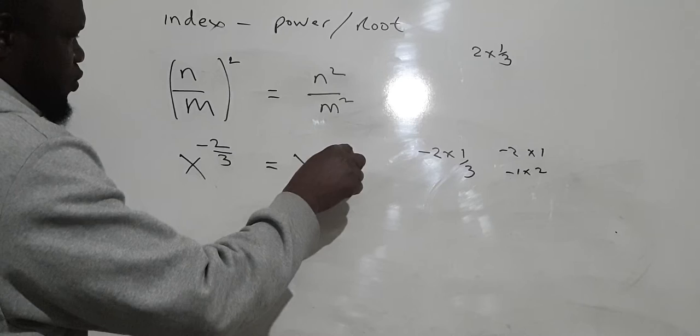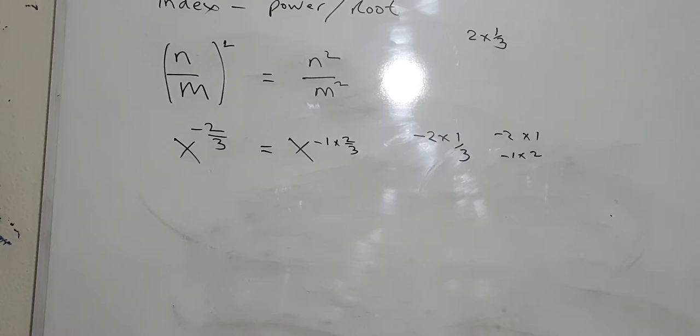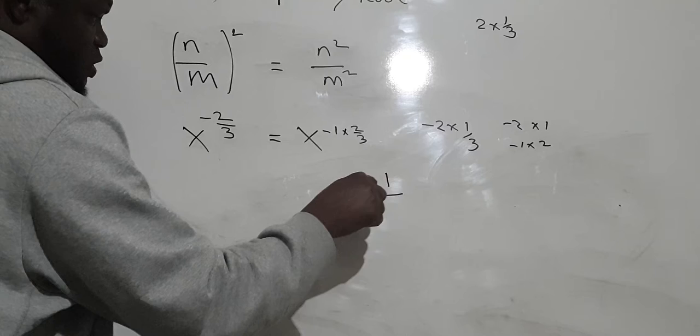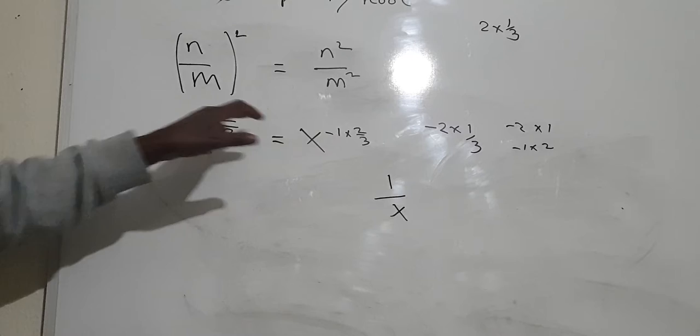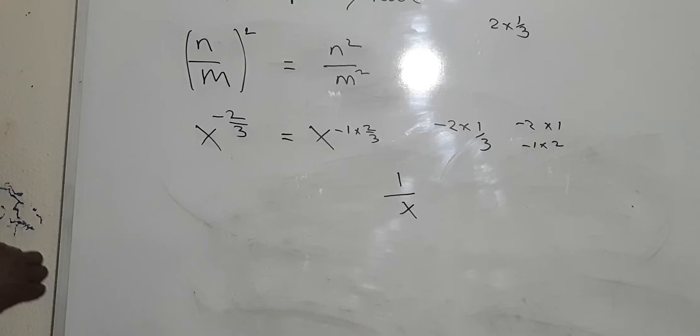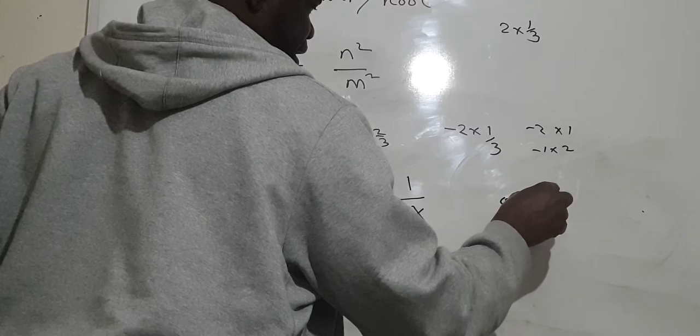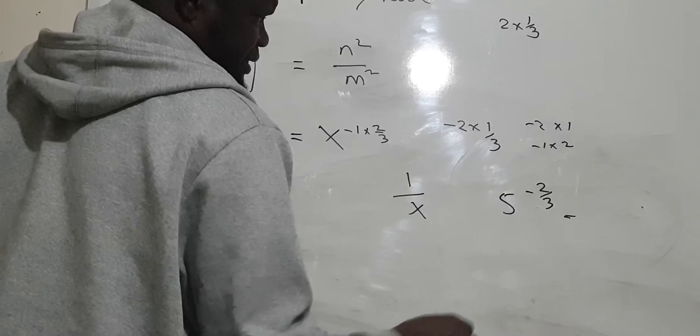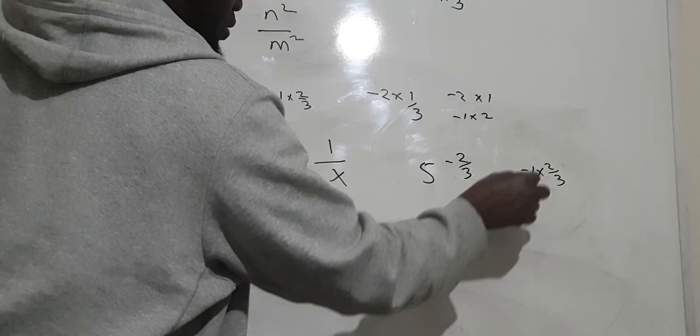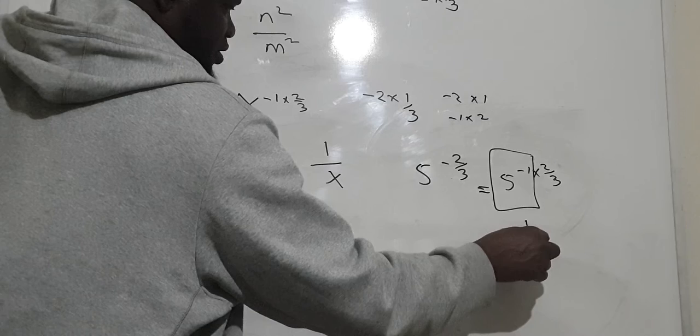Because it's the same thing, we come to minus 2 over 3. Since I have seen x to the power minus 1 already, I will always say that is 1 over x. If we put it that way, 5 to the power minus 2 over 3, just analyze it. This is the same thing as 5 to the power minus 1 times 2 over 3. Since I see 5 to the power minus 1, I will say that is 1 over 5 already. I'll put the first part.